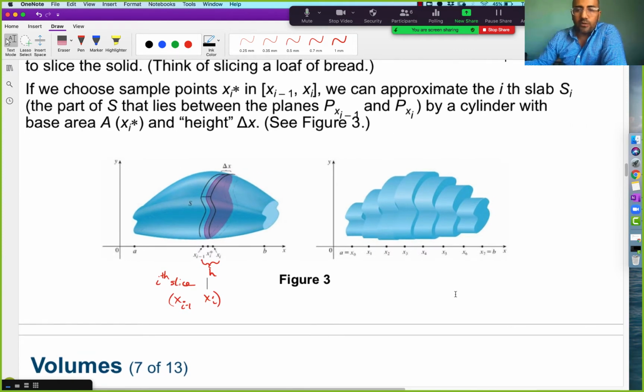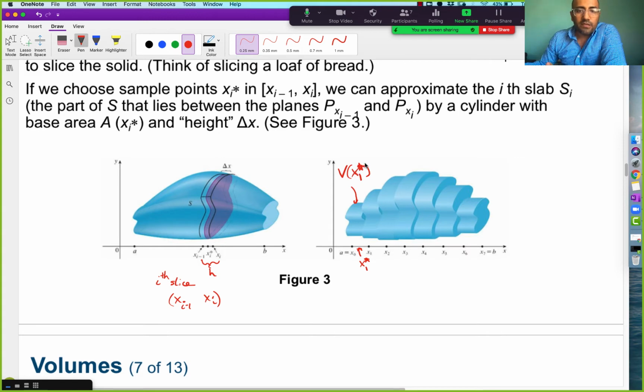Okay, so for each one of these 7 slices, we're going to have 7 different volumes. So this volume here, the first volume, is going to be based on some x sub star 1. There's going to be some volume sub star 1. So in the space between x sub 0 and x sub 1, somewhere in here, we're going to pick a value of x sub 1 star, and then we're going to use that value to find the volume of that first slice.